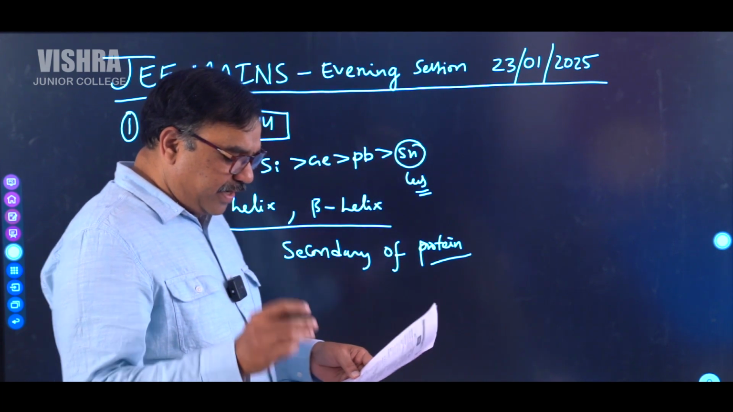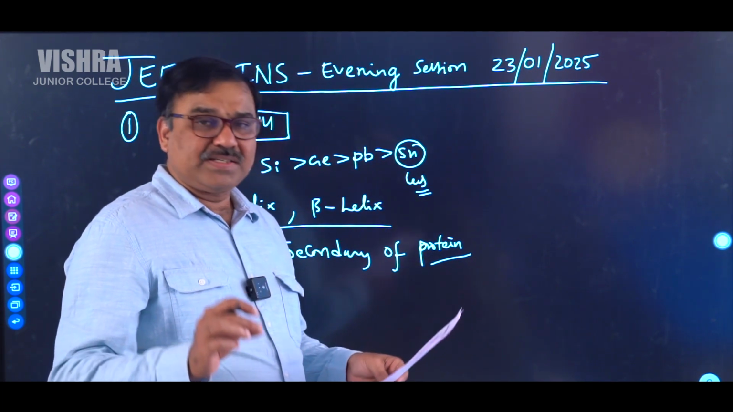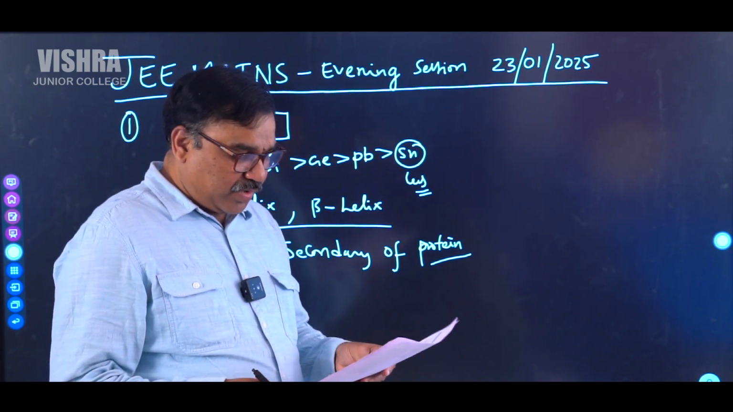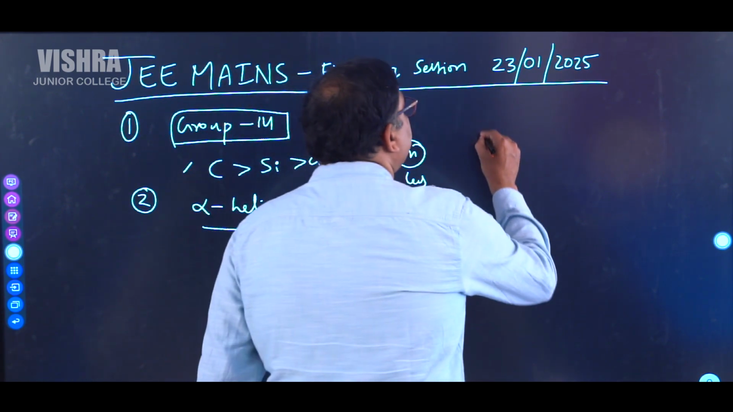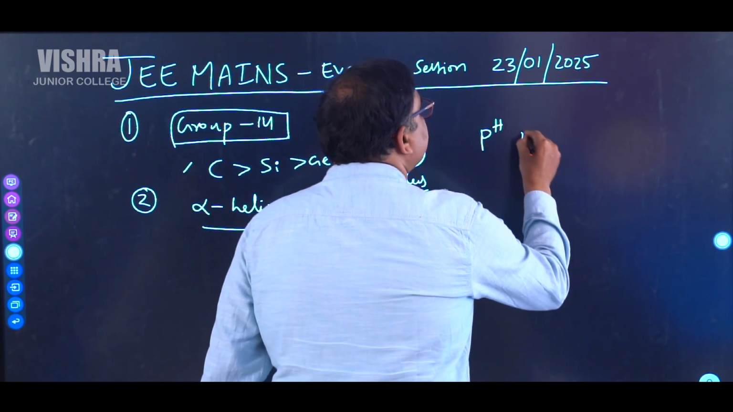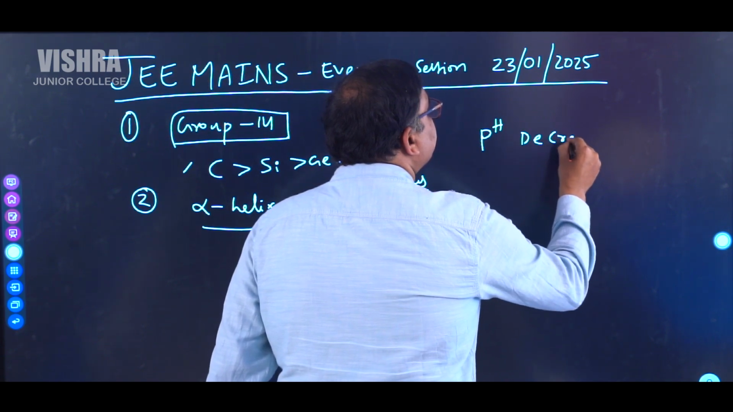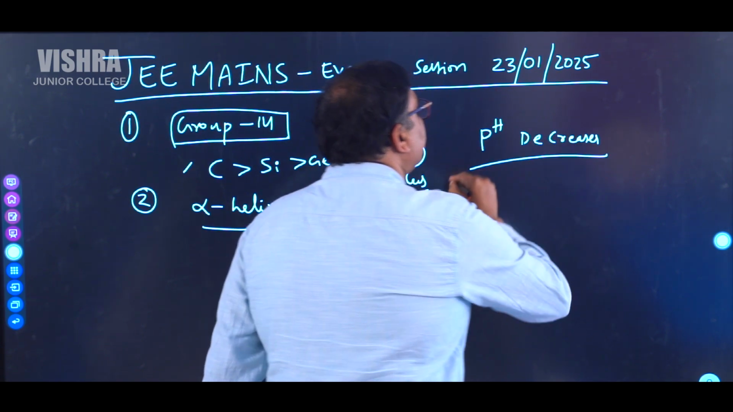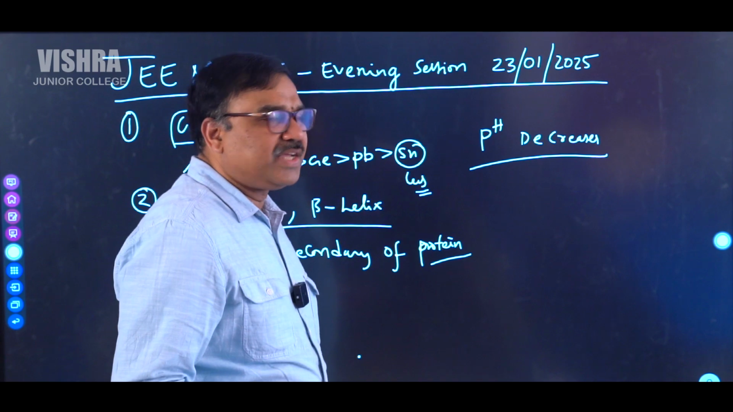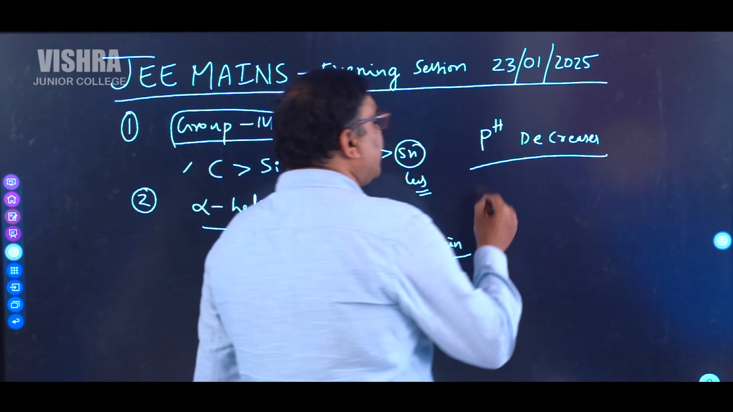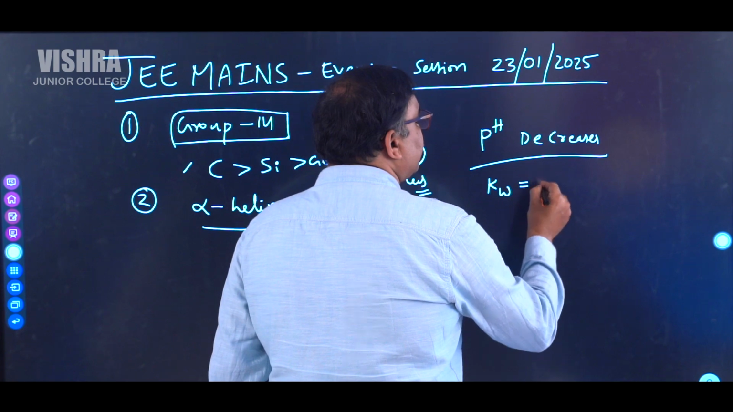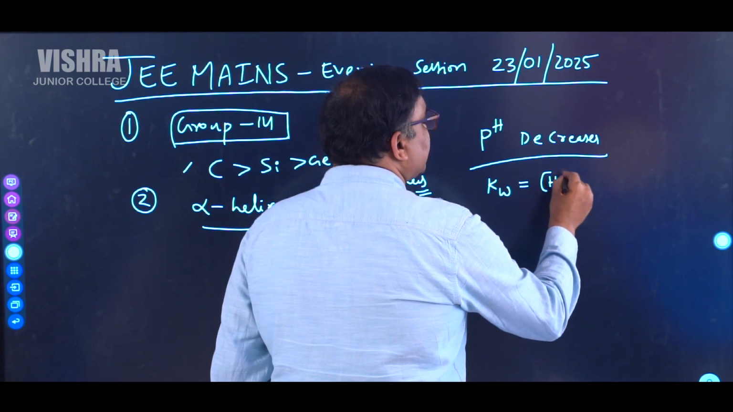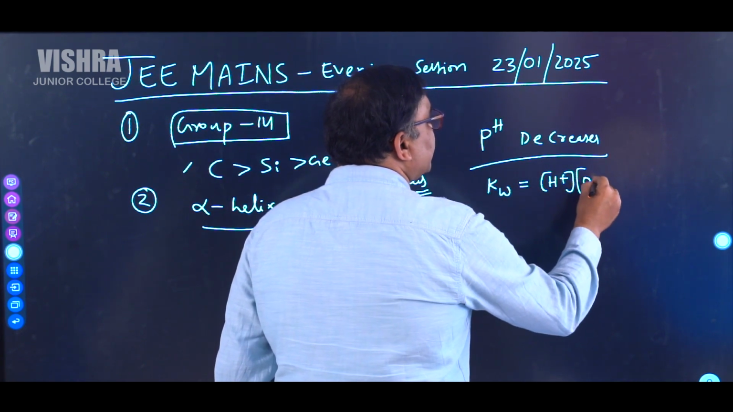What will be the effect on the pH of water when it is heated? When it is heated, what happens to the pH of the water? The pH of the water decreases. The question is why the pH will decrease. Generally, all of you know that Kw is the ionic product of water, concentration of H plus into concentration of OH minus.